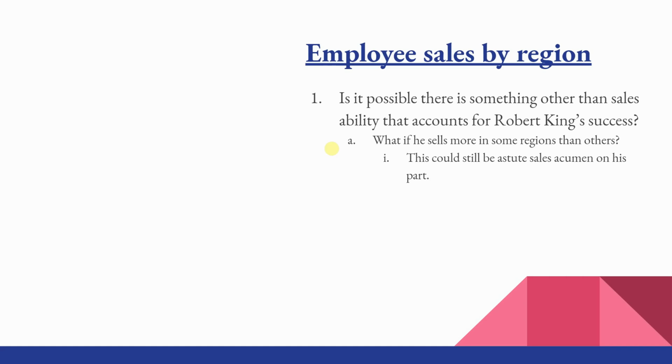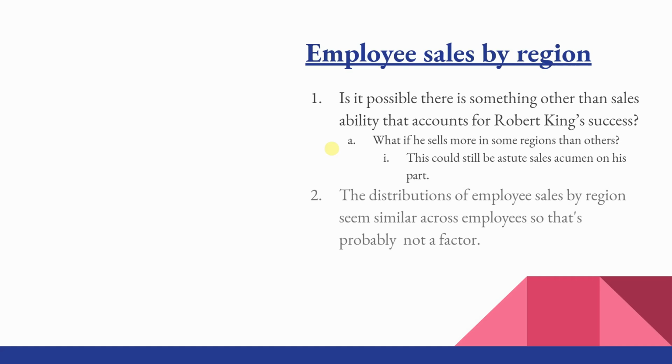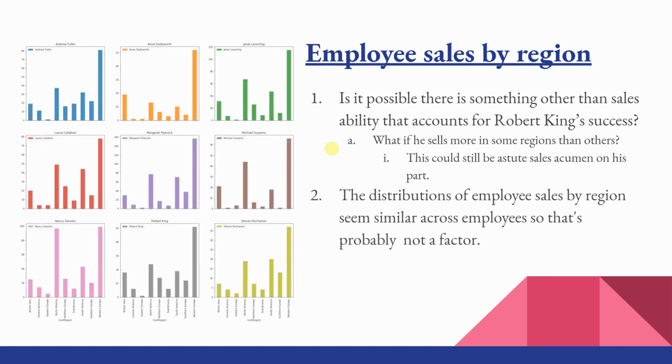But anyways, just to get a clearer picture on whether there could be something else other than sales ability, I decided, well, let's look at the employee sales by region. Let's look at the distribution of each employee's customers and see if some employees are selling more in some regions than others. And the distributions of the employee sales by region seem similarly distributed.